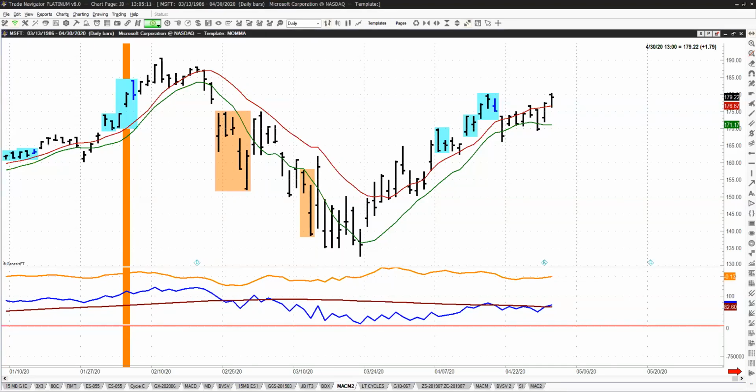If someone would have told you that, you would have expected gold's going to go crazy, the market's going to crash. But nobody would have predicted a total collapse in oil, a total collapse in the stock market, a huge recovery in the stock market, and all the things that are happening.